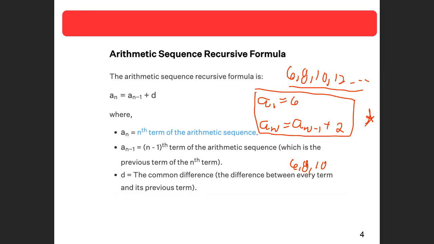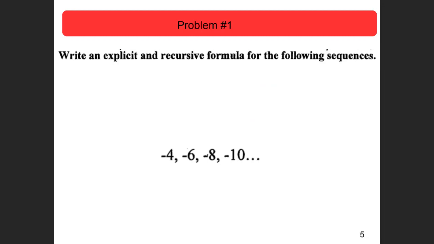So the first problem on tonight's assessment is this. It says, write an explicit and a recursive formula for the following sequence. Okay, so let's do the recursive one first. In order to write a recursive formula, I have to tell the person who's doing it what the first term is. So a sub 1 is equal to negative 4. a sub n is equal to a sub n minus 1, and the sequence goes negative 4, negative 6, negative 8, negative 2. So that would be minus 2. So this would be how I would write my recursive formula. This is all you do.